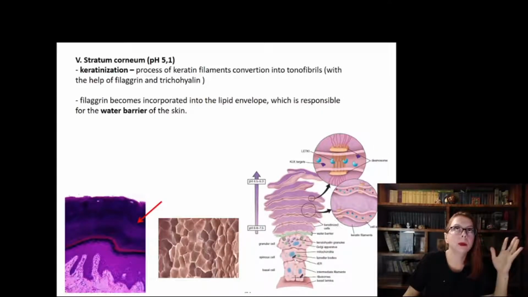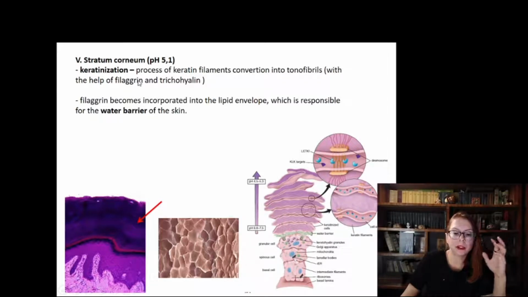Then, the uppermost stratum corneum, what happens in this layer? Cells are already dead, as in stratum lucidum, so organelles are indistinguishable, but what's the difference? Unlike stratum lucidum, in the stratum corneum, cells start to slough off the surface, so we are losing them continuously, and that's due to breaking down of desmosomes. And before discussing that, we have to say that keratinization is a process of keratin filaments conversion into tonofibrils. We have already discussed them.